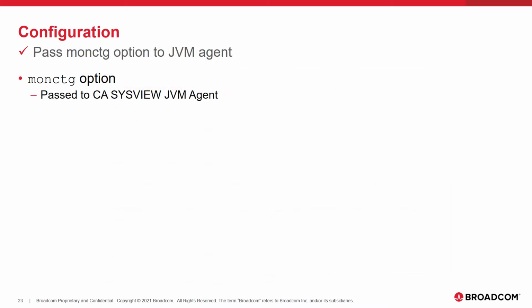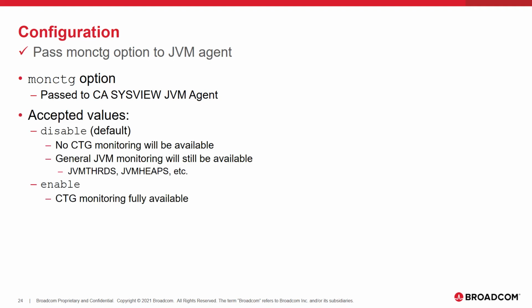By default, once the agent is configured in the CTG, only base JVM monitoring is available. In order to provide real-time CTG statistics, you must pass the mon-CTG option to the CA SYSVIEW JVM agent. By default, this option is set to disable, which means that no CTG monitoring will be available within SYSVIEW. However, you can still use displays like JVM threads and JVM heaps to display general JVM information. The mon-CTG option also accepts the value enable, which means that CTG monitoring will fully be enabled within SYSVIEW and you can view real-time information about your CTG instances using our SYSVIEW displays.